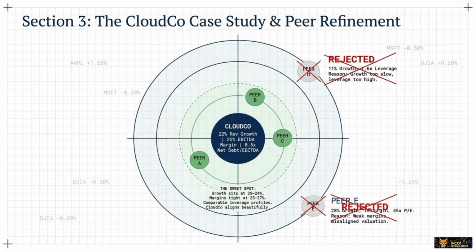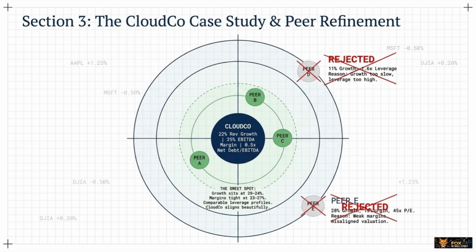But let's actually look a bit closer at the numbers. Peer D is growing at only 11%, and it's carrying high leverage at 1.6x. Peer E, sure, it's growing fast at 28%, but it's got a weak 18% margin and a massive 45x PE ratio. They just don't share CloudCo's economics.